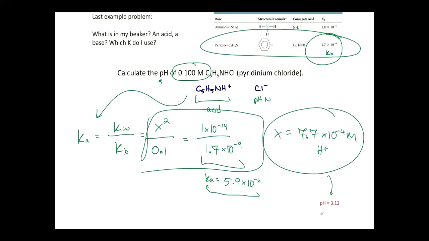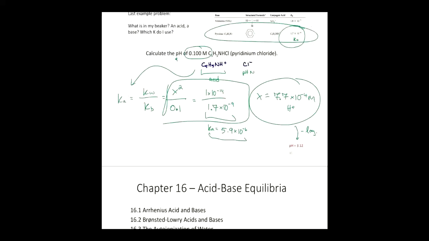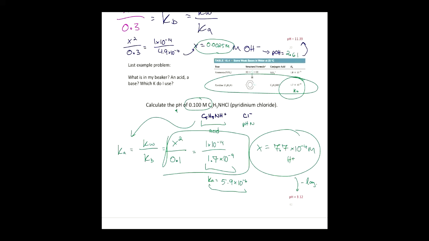And so you just go ahead and take the negative log and you get a pH of 3-ish. Perfect, because you put a weak acid into solution. So the pH that should come out should be acidic. Okay. All right, so those are the conjugates. So let's put that all together. So that's the mathematical part, using Ka, Kb's, and all of that.